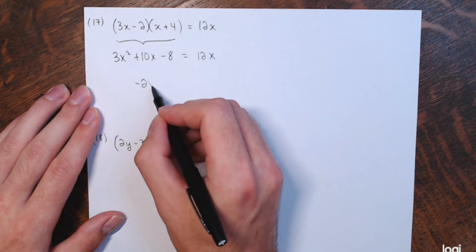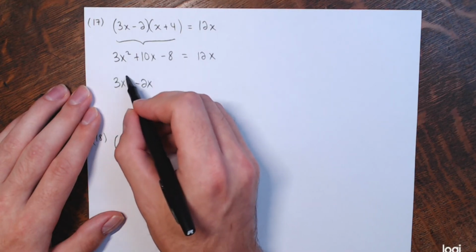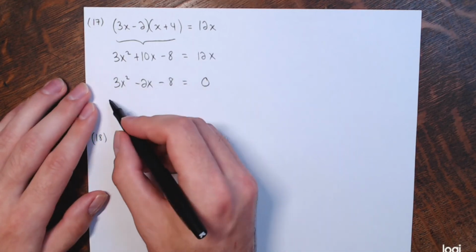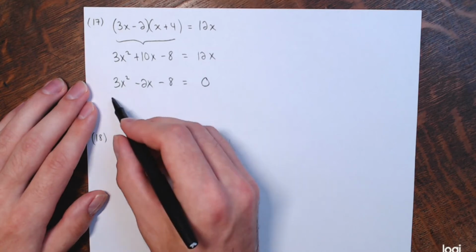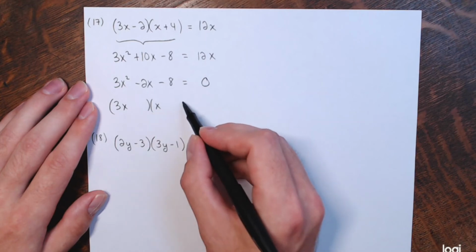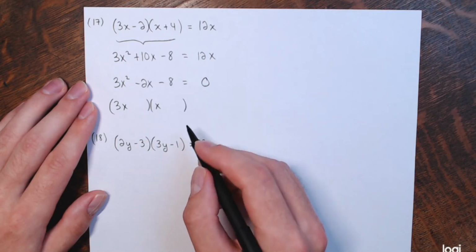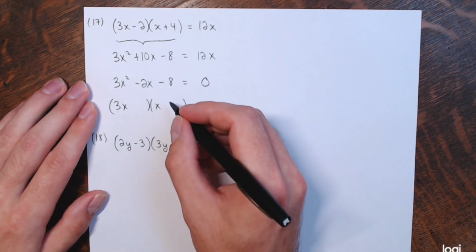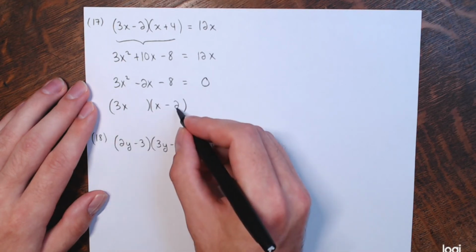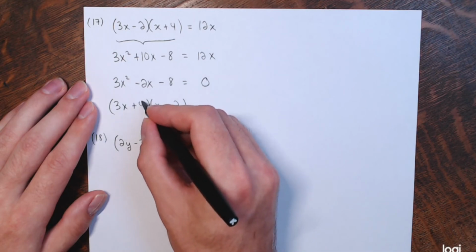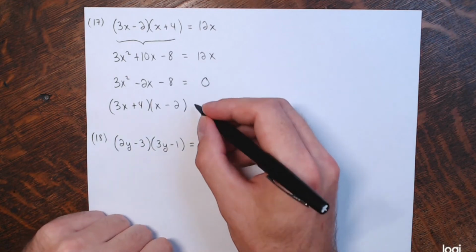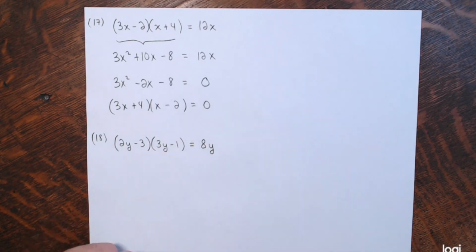Then to get 0 on its own side here, I would subtract 12x. That makes that minus 2x, right? So I got 3x squared minus 2x minus 8. And then you could factor this using the AC method or grouping, but I'll have 3x in one factor, x in the other. And I need, let's see, minus 2 here for minus 6x, and plus 4 here for plus 4x to give me a minus 2x. Alright, so that factors to 3x plus 4 times x minus 2.